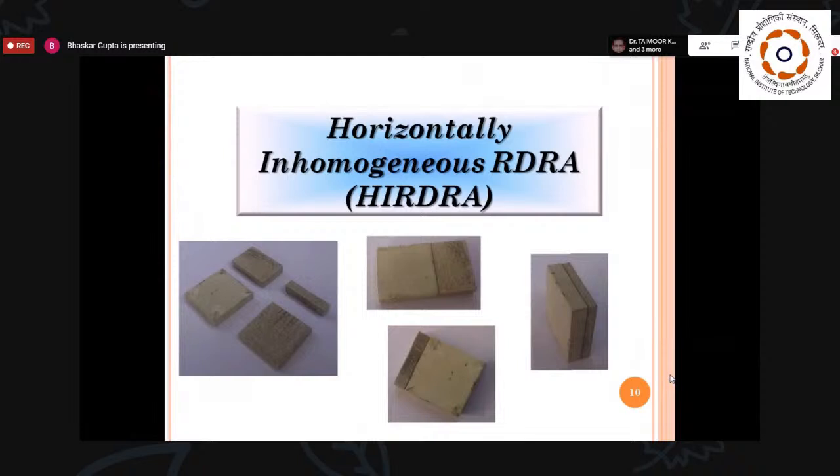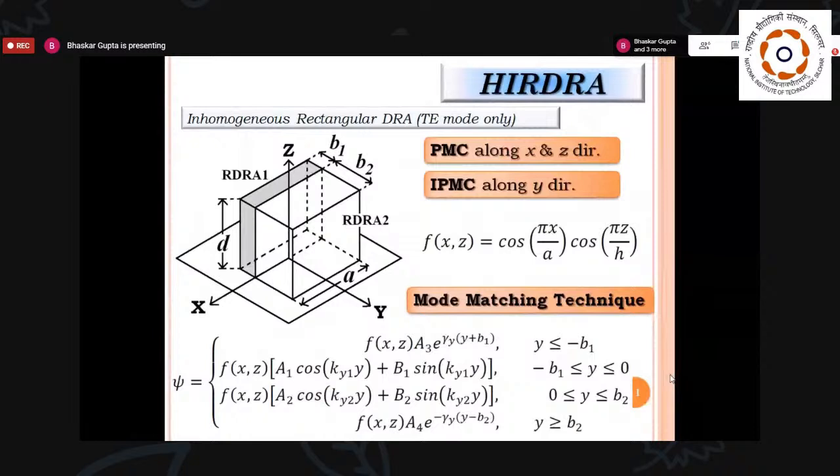Inhomogeneous means we used two different types of materials, see the sandwiching connection, and then we applied a similar type of theory, that is using both PMC and IPMC and using the same concept. But this time, in order to reduce the complexity, we rather took up the mode matching approach.